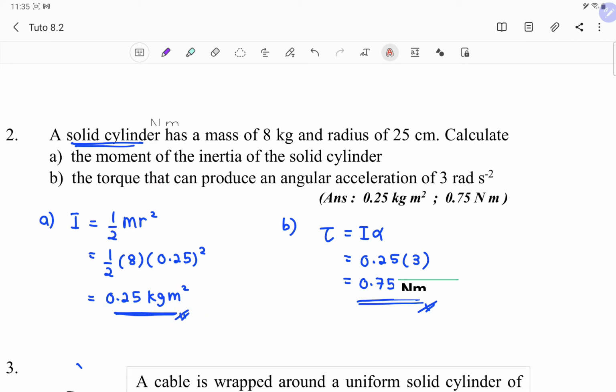Then the torque that can produce an angular acceleration of 3 radian per second squared. So we look at another formula for torque, which is I alpha. I is the one that you have calculated here for the solid cylinder and alpha is given. So this is the torque.